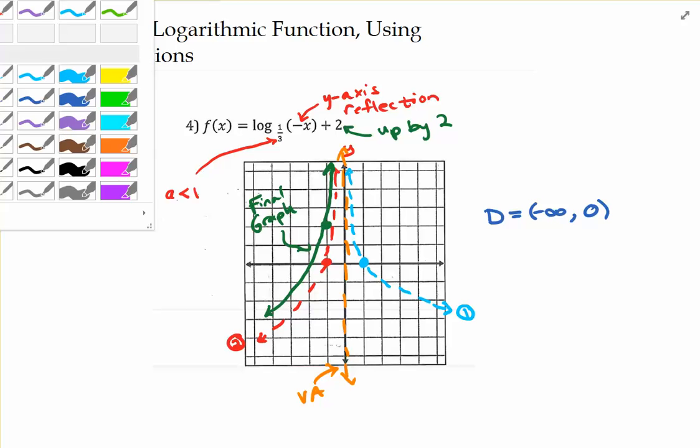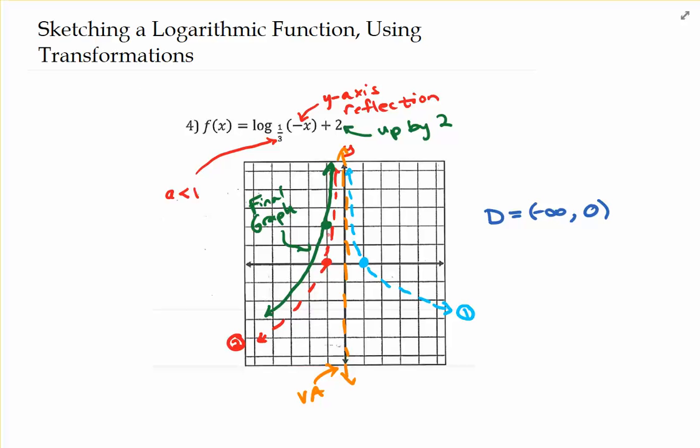As for the range, because our graph goes up to positive infinity and also down to negative infinity, depending on which way you trace it, and it's fully connected, the range is all real numbers. Next is the equation of the vertical asymptote, which, as noted, is crossing the x-axis at x equals 0, which happens to be the original location of the vertical asymptote without any transformations. So our equation is x equals 0.